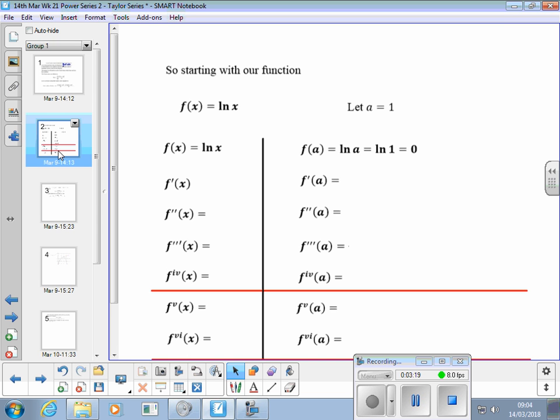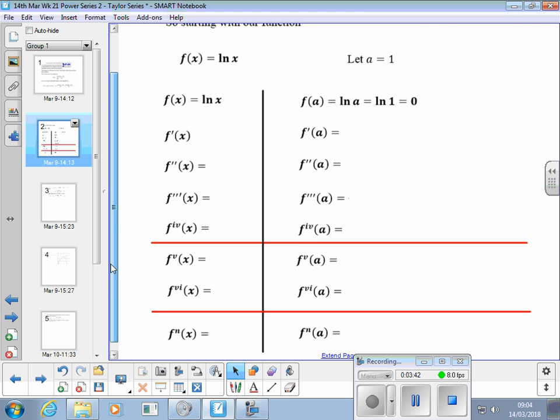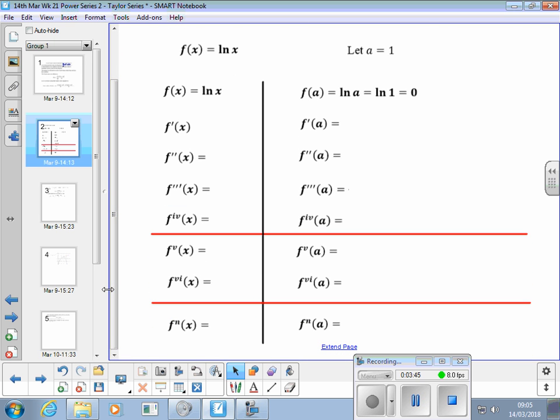Now, we need to differentiate these terms and find out their value at a, where a is equal to 1. I'll let you do that now, similar to what you were doing last week. So we need to differentiate ln x, find the second, third, fourth differential. Once you get to the red line, can you see a pattern in the results? And then under the second red line, can you write a general rule for that?